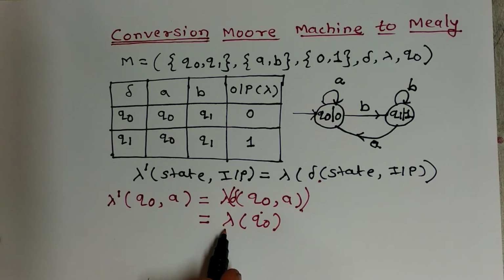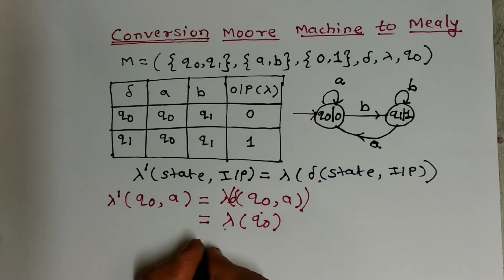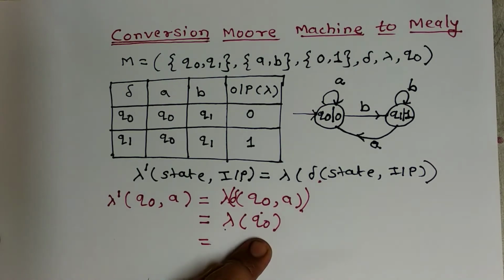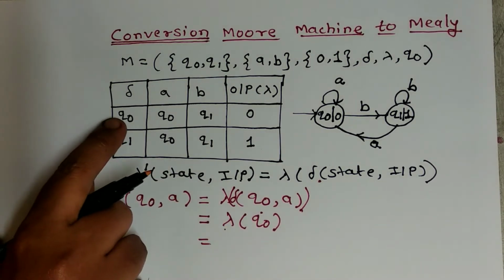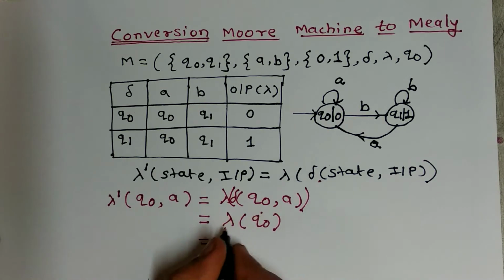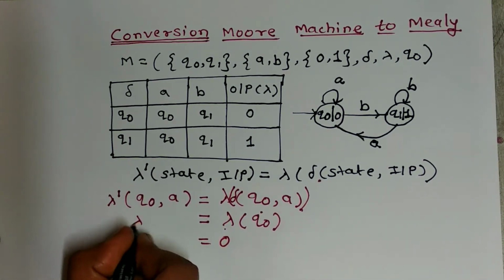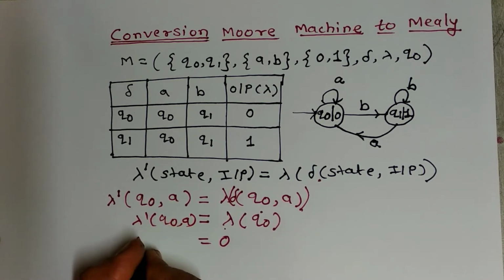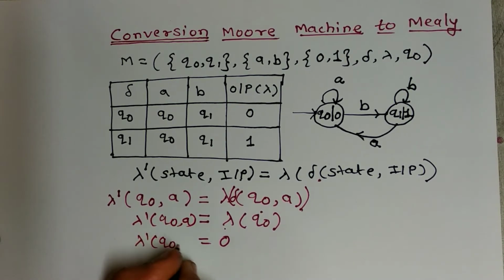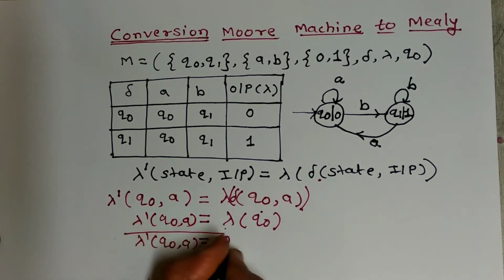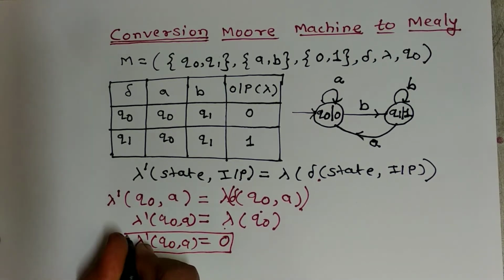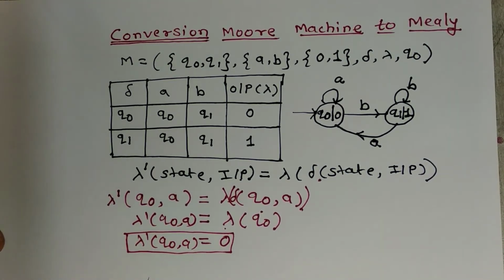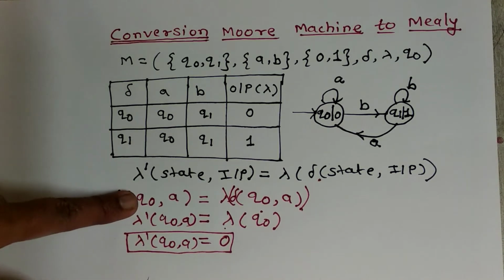Lambda is outside the bracket, so don't forget to write that lambda. Then lambda of Q0 is what? It means the output of the Q0. Q0's output is 0. So what I get is lambda dash of Q0 comma A is 0. Keep it aside. In this manner, we have to calculate for the next input for the Q0 state.